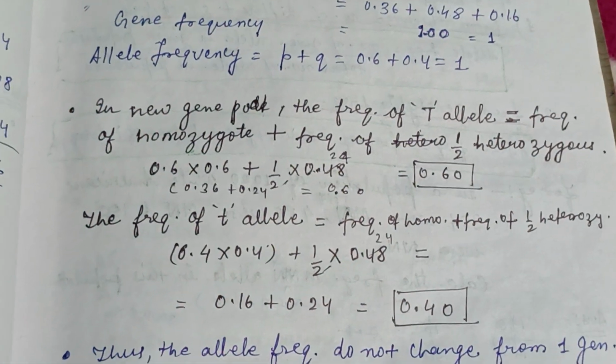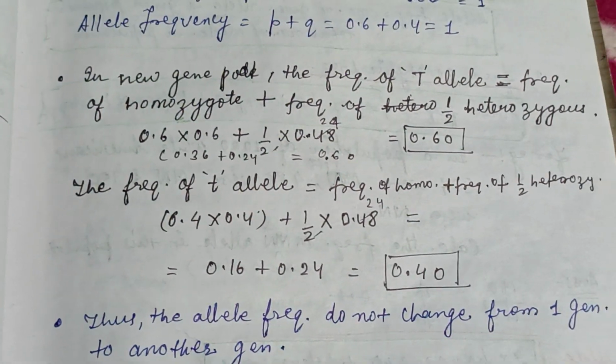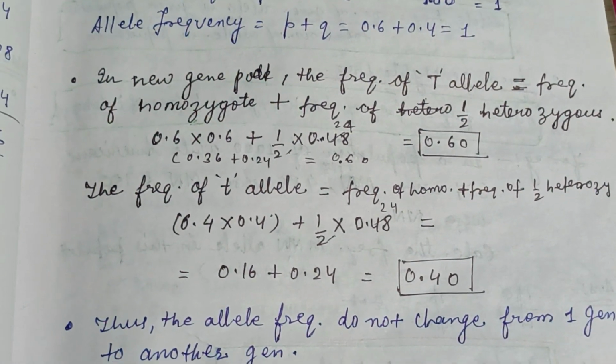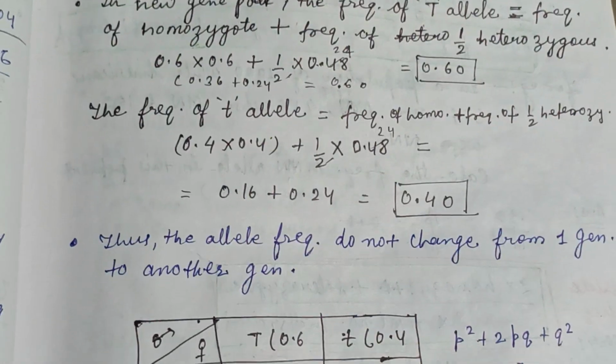So in the new gene pool, the frequency of an allele equals the frequency of homozygous plus half into the frequency of heterozygous.